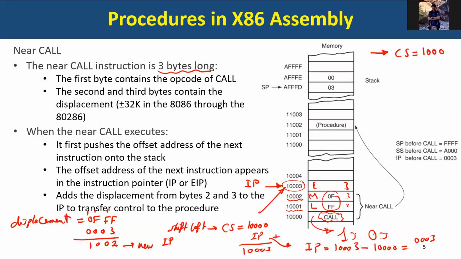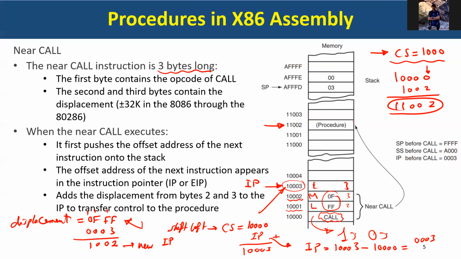So if you want to know the physical address of the procedure, shift left CS by 1 bit, and then add the new IP. So 10000 plus 1002 gives 11002. If you cannot follow the hexadecimal addition, you can just use, for example, an online tool. Just search online for 0FFF plus 0003 in hexadecimal, and there are many websites that can do hexadecimal addition for you, and you're going to see it's 1002 as we do here. So that's basically the new location.